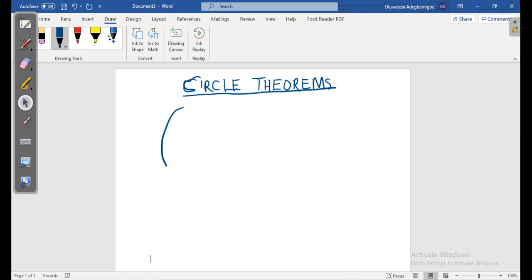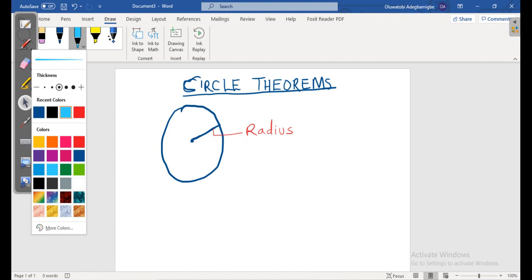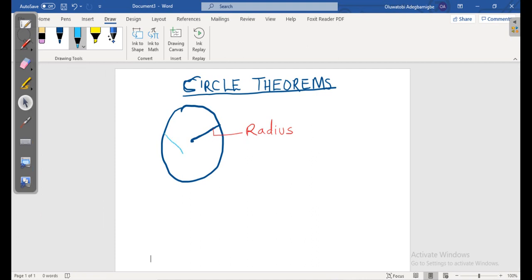This is a circle. Please don't mind the way I've drawn my circle. Now, this is the center. The line drawn from the center to touch this is called what? Could you think of that? It is called the radius. There is another part of it that comes from a part of the circumference to another part of the circumference without passing through the center of the circle. We call that a chord.